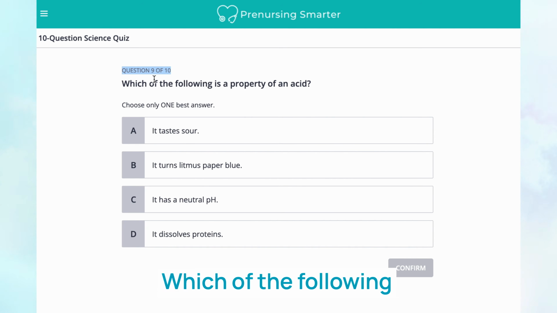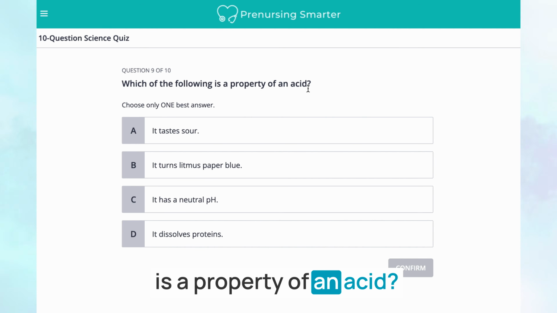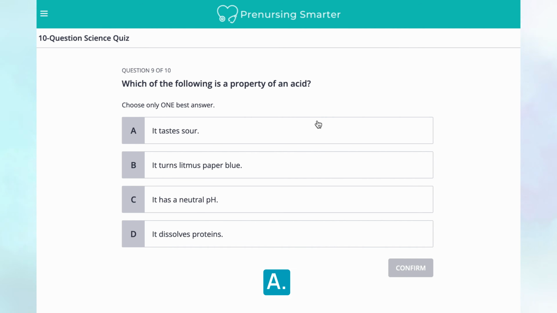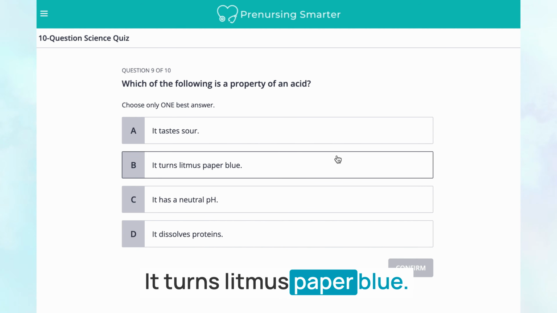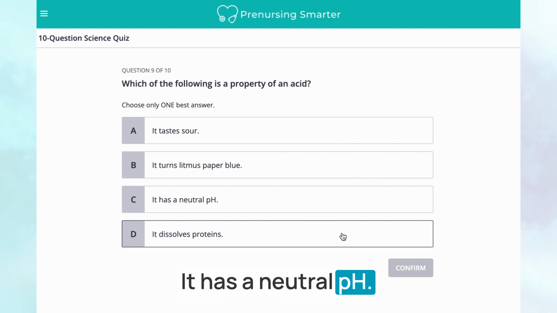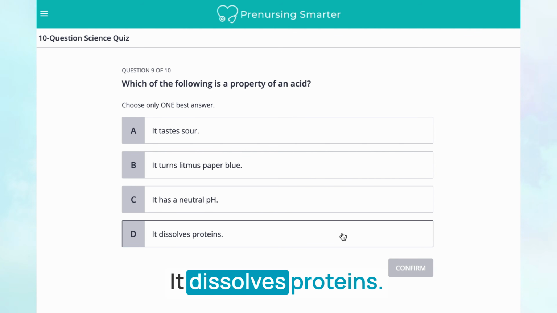Question 9. Which of the following is a property of an acid? Choose one best answer. A, it tastes sour. B, it turns litmus paper blue. C, it has a neutral pH. D, it dissolves proteins.